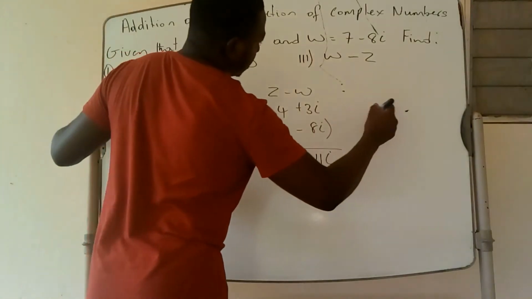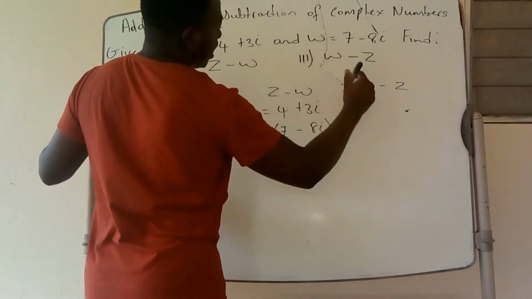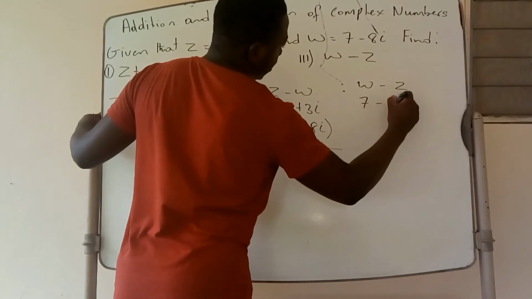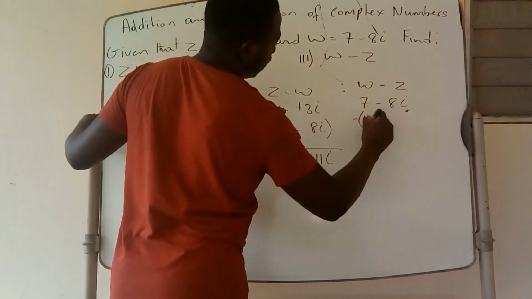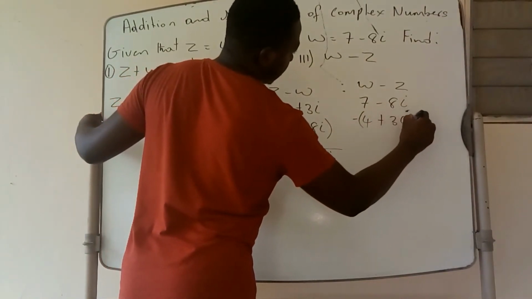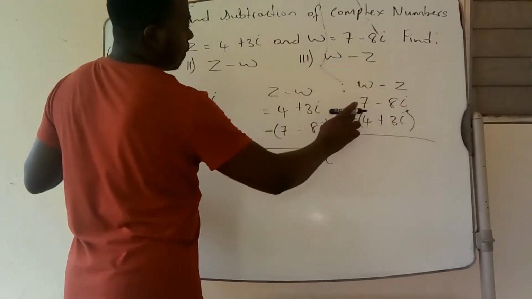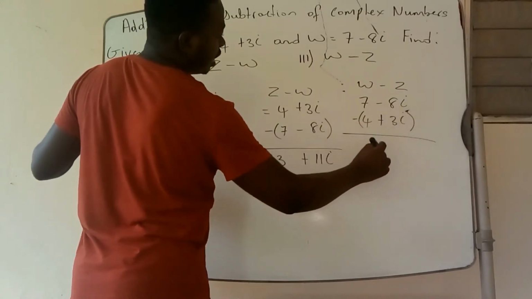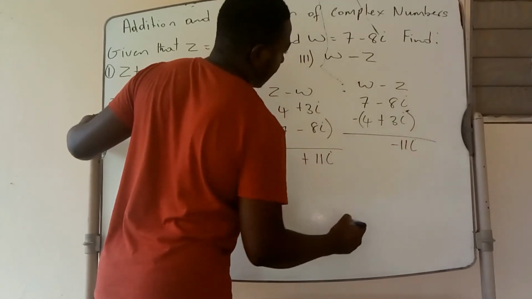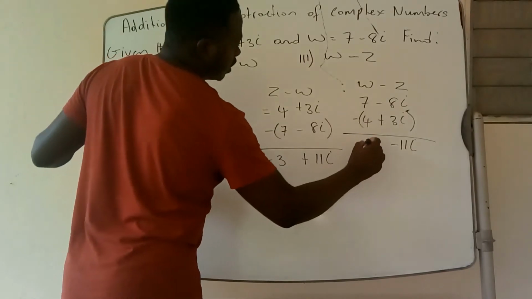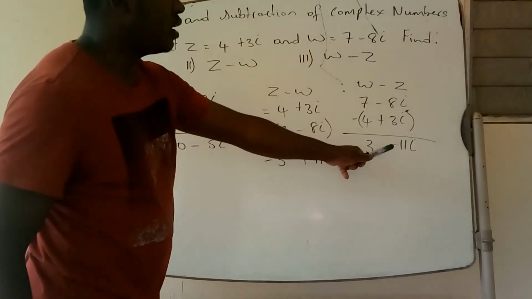Now to the final question, which is w minus z. w is defined as 7 minus 8i, all of that subtract z, which is 4 plus 3i. Now this is minus 8 minus 3i. That's going to give us minus 11i. And this is going to be 7 minus 4, which is positive 3. So our answer here is going to be 3 minus 11i. Alright?